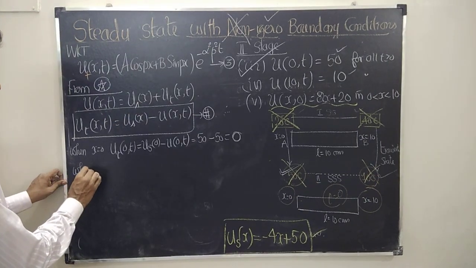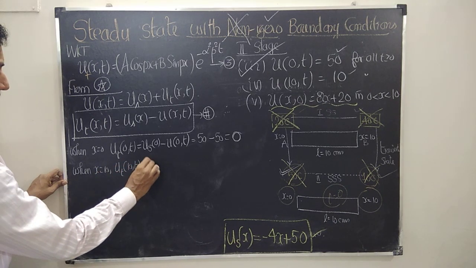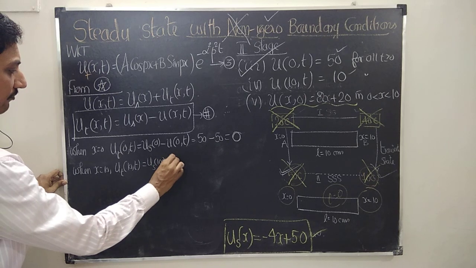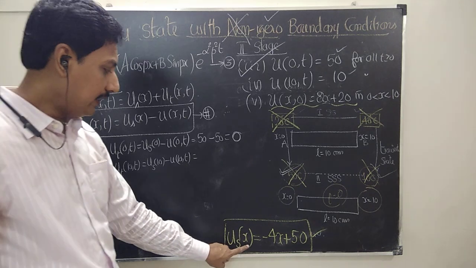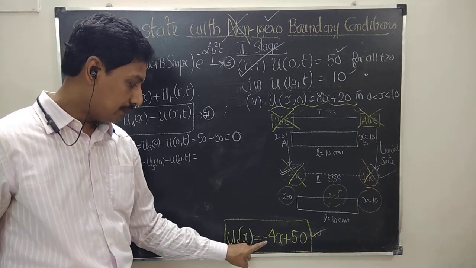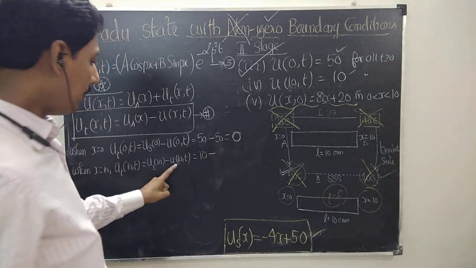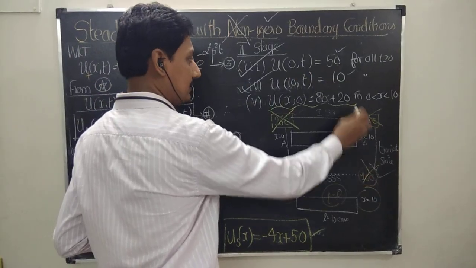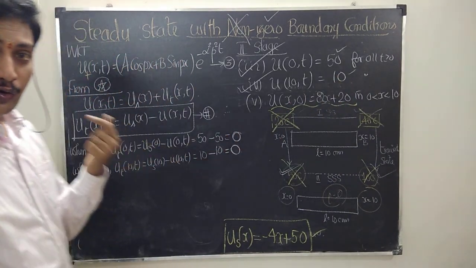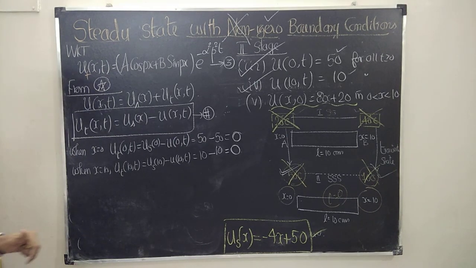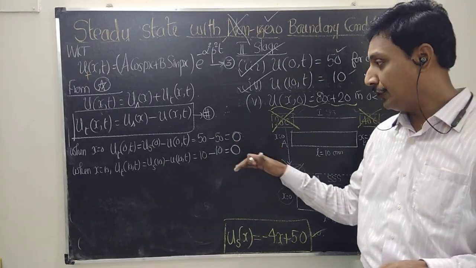And what about the right hand side? When x is equal to 10, u_t of 10 comma t is equal to u_s of 10 minus u of 10 comma t. Now get u_s of 10 by substituting x equal to 10 in this equation. We get minus 4 into 10, minus 40 plus 50, which is 10, minus u of 10 comma t. u of 10 comma t is, in the second stage, the steady state temperature 10. So 10 minus 10 is 0. So the non-zero boundary conditions are automatically converted into zero boundary conditions.